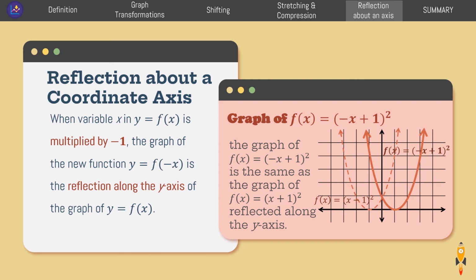Solution: in f of x equals quantity negative x plus 1 quantity squared, the variable x in f of x equals quantity x plus 1 quantity squared is multiplied by negative 1. Therefore, the graph of f of x equals quantity negative x plus 1 quantity squared is the same as the graph of f of x equals quantity x plus 1 quantity squared reflected along the y-axis.